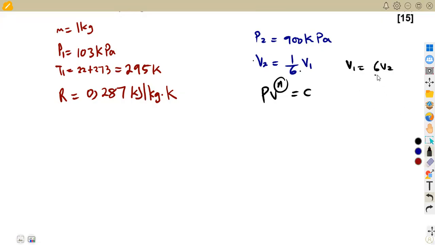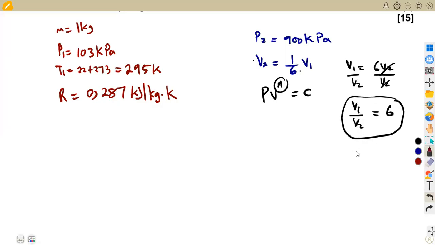You can create a ratio V1 over V2. That means you divide both sides by V2. We are given that V1 over V2 is going to be 6. Or we can have it vice versa. If you want, you can write V2 over V1, which is going to be 1 over 6. You play around that ratio the way that you want.